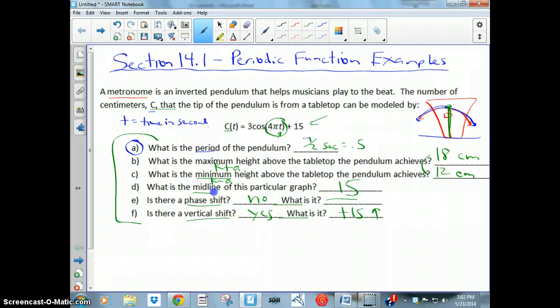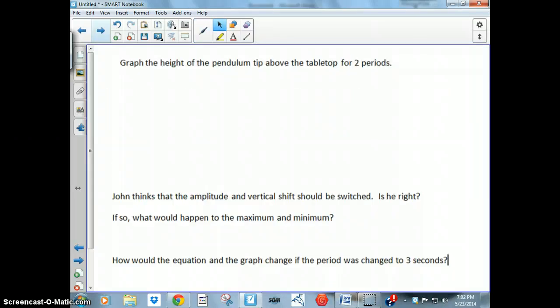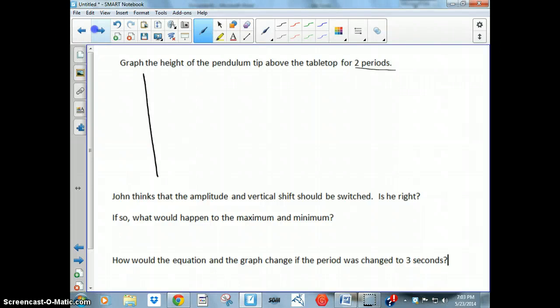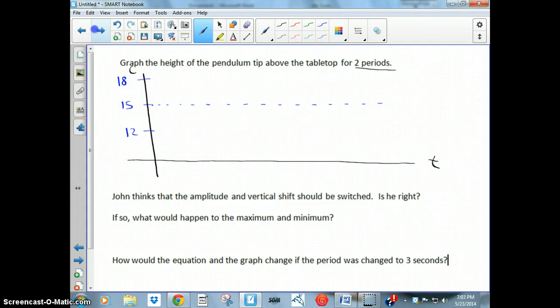All right, so there's our key pieces of information. Now, let's graph. Graph the height of the pendulum tip above the tabletop for 2 periods. Here's my y-axis. I'm in the positive numbers, if I remember right, because the minimum and maximum are both positive. So here's my t, or my x-axis, and here's centimeters, or y. If I recall, there's only 3 numbers I need. And I don't care where you put these. Just label them for me. The minimum is 12. The maximum is 18. And the midline is 15. So there's the middle of my graph right there.